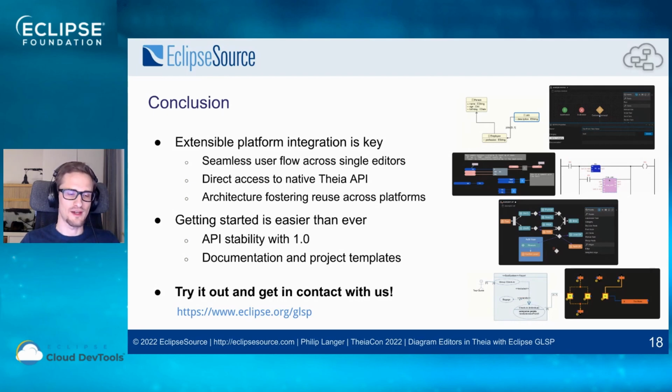And I would really invite everyone to get started, because now having API 1.0 and the stability of the API available, as well as the documentation and project templates, is, I think, a good time to start. So please try it out, get in contact with us if you have any questions, and I will be happy to provide any more help and support. So just go to eclipse.org/GLSP. You will find there also all the different contact options that are available, like GitHub discussions and so on. And of course, I'm happy to answer any question that you might have.